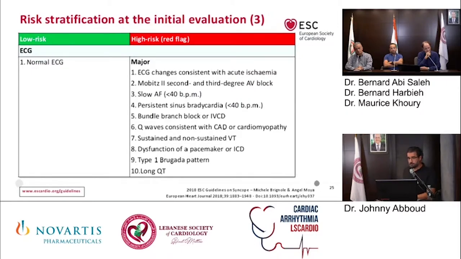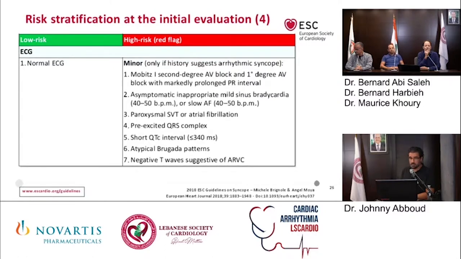Next, we'll pass to the EKG. If you have a normal EKG, this is reassuring. It's a low-risk patient. If you have EKG changes consistent with acute ischemia, like ST elevation or depression with syncope, if you have a Mobitz 2nd degree AV block or 3rd degree AV block, if you have a slow atrial fibrillation less than 40, persistent sinus bradycardia, bundle branch block or intraventricular conduction disturbances, Q waves consistent with MI or cardiomyopathy, sustained or non-sustained VTach, dysfunction of a pacemaker or an ICD. If the patient has a spontaneous type 1 Brugada pattern, if he has a long QT with syncope, all these should be considered as a high-risk patient.